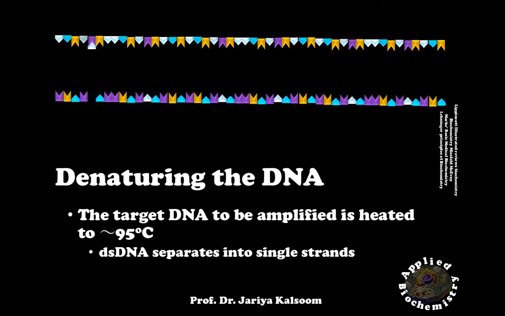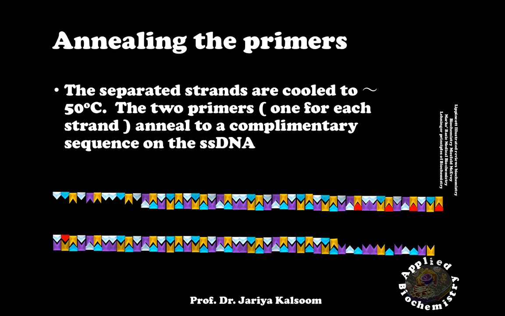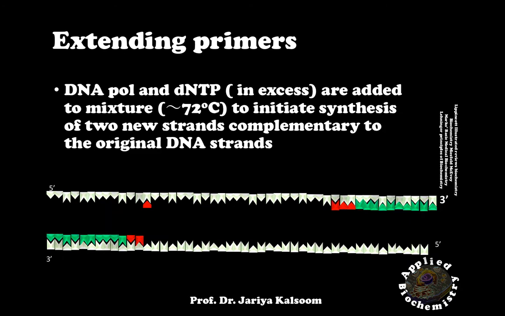The target DNA is heated to 95 degrees centigrade for strand separation. The separated strands are cooled to 50 degrees centigrade and primers are allowed to anneal to the complementary sequences on the separated strands. And DNA polymerases are allowed to continue and elongate the chains. So here you can see chain elongation by DNA polymerases. DNA polymerases and deoxynucleotides are added to the mixture at 72 degrees centigrade for strand elongation.